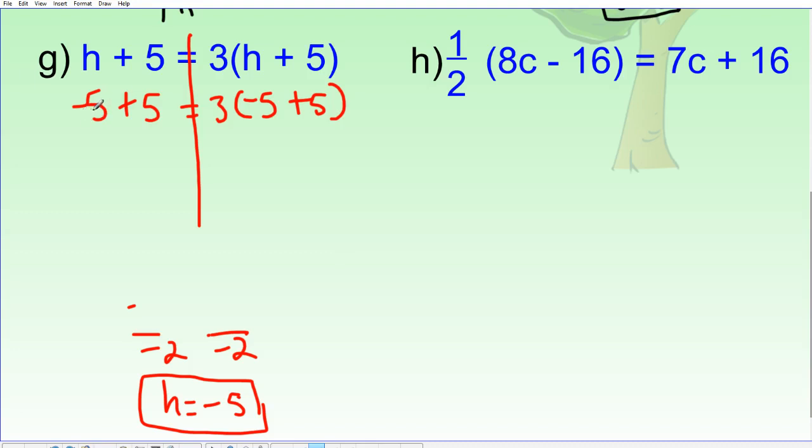So over here, negative 5 plus 5 is 0. Over here, inside my parentheses, I have negative 5 plus 5, which is 0, times 3, and 0 times 3 is still 0. So yeah, this math checks out.